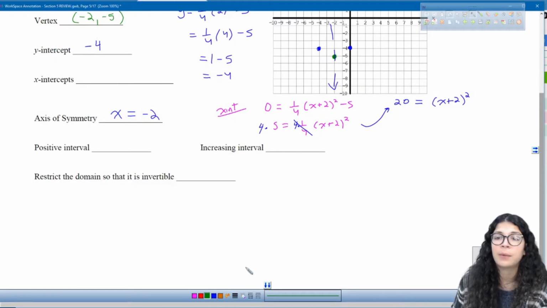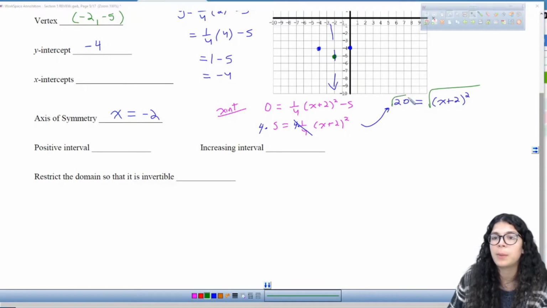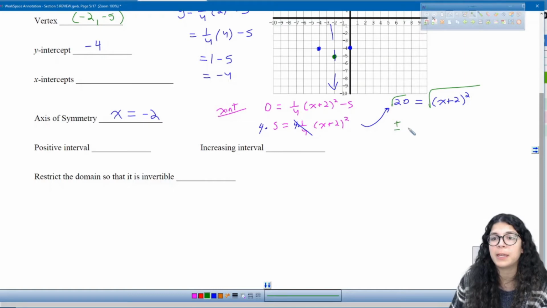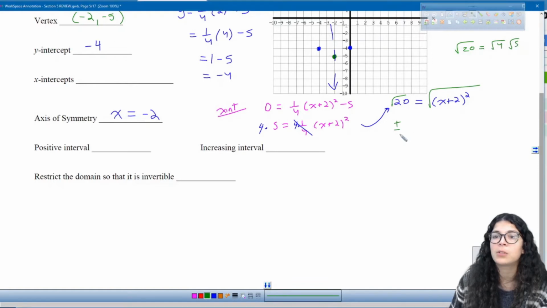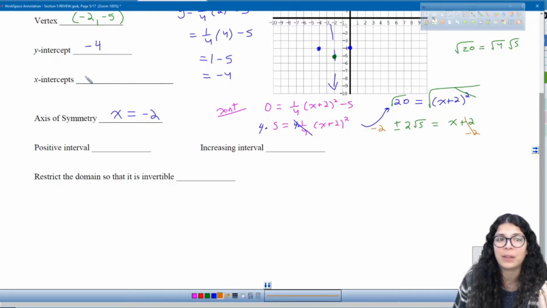And then I need to get rid of the squared, so I'm going to square root both sides. Remember, when you square root both sides, you do get plus or minus. So I have plus or minus the square root of 20. Now, the square root of 20 can be broken up into the square root of 4 times the square root of 5. So this is 2 square root of 5. Over here, the square cancels, and we get x plus 2. Last step to get x by itself is subtract 2 on both sides. So our two x-intercept exact values are -2 plus or minus 2 square root of 5.